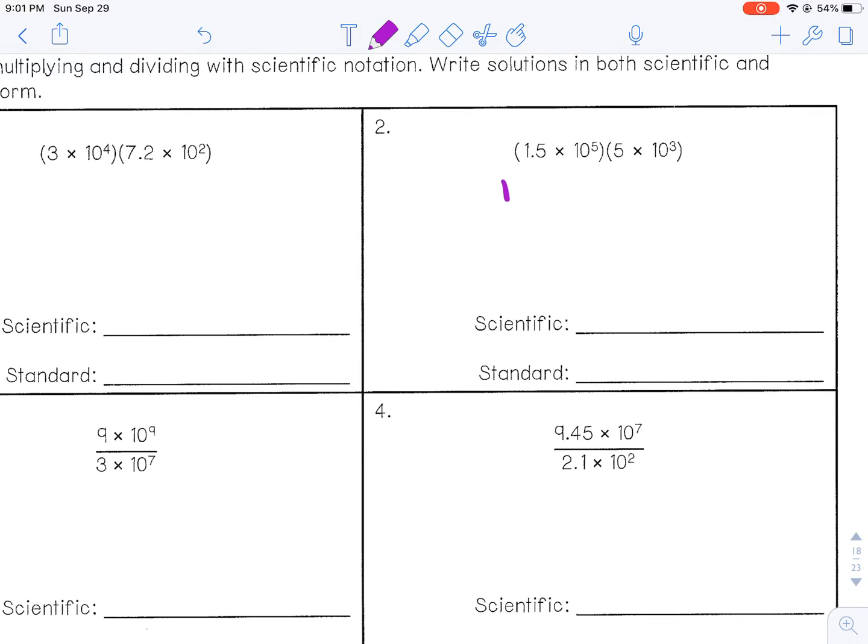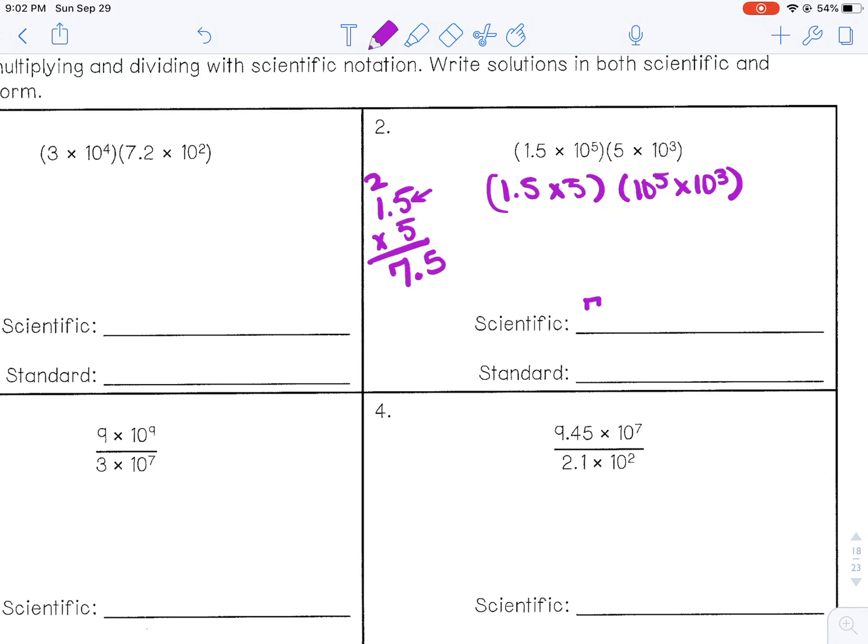I'm going to put the 1.5 times 5 together, and I'm going to put the 10 to the 5th power times 10 to the 3rd power together. I have to write this 1.5 times 5 over to the side and multiply this way. 5 times 5 is 25. 5 times 1, 5, 6, 7. I get 75. I have one place after the decimal, so I'll have one number after the decimal there.